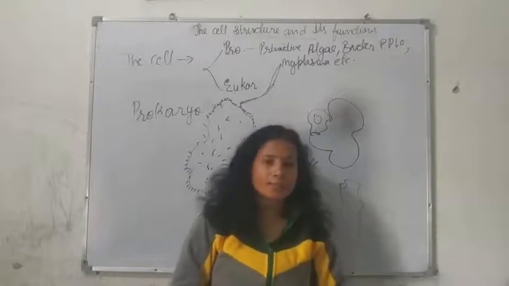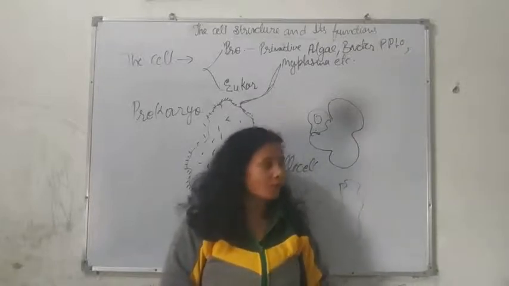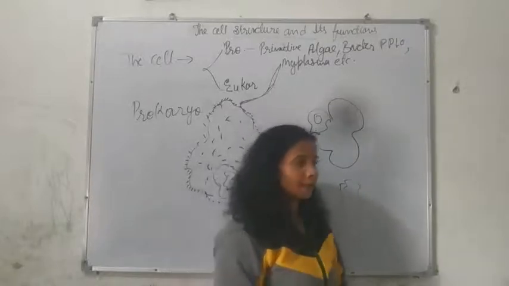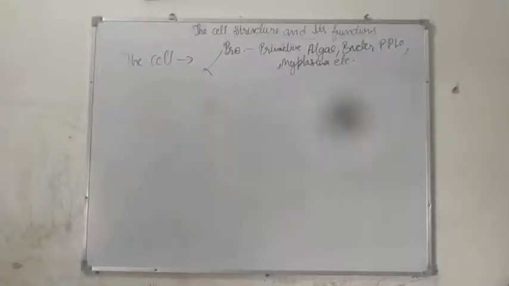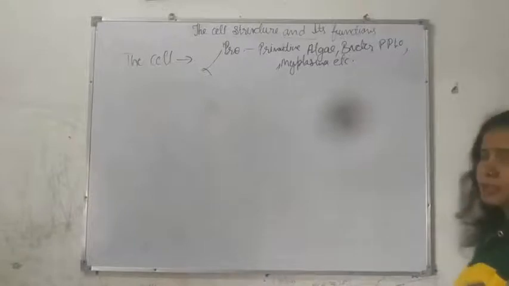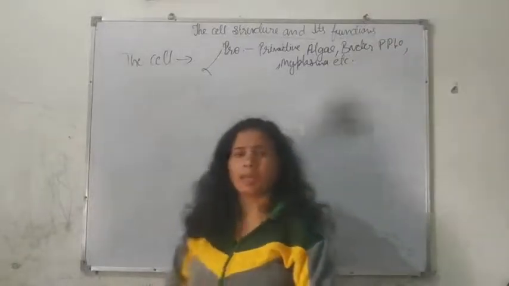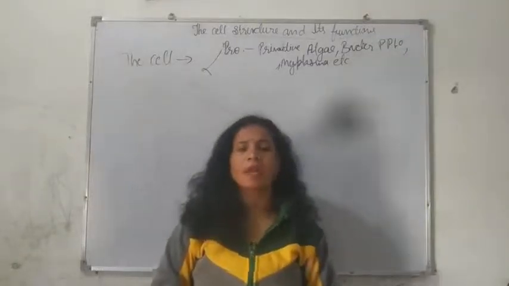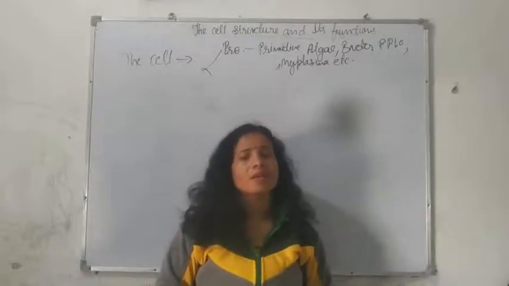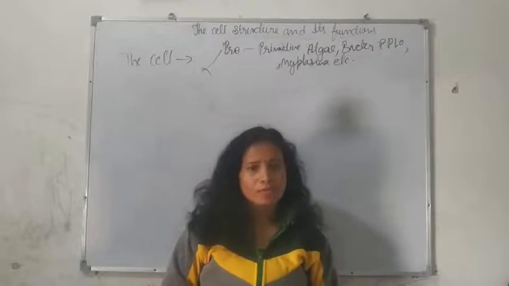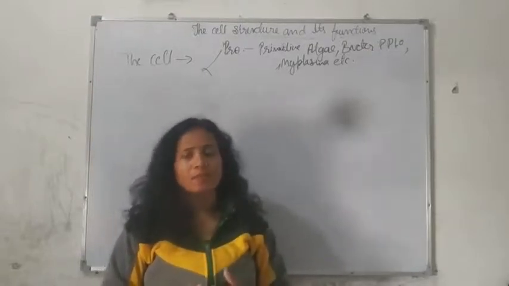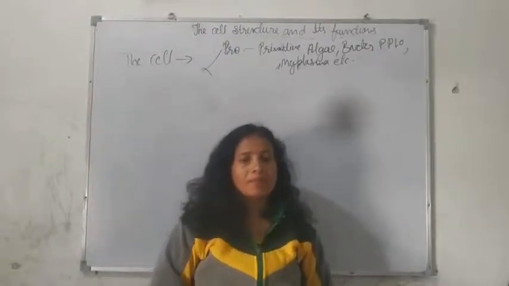Now come to the second part, the eukaryotic type of cell. The eukaryotic cell is found in higher plants and higher animals, meaning all higher animals or complex multicellular organisms are made up of eukaryotic cells. Here we will see what the main features of the eukaryotic cell are. So let's start.